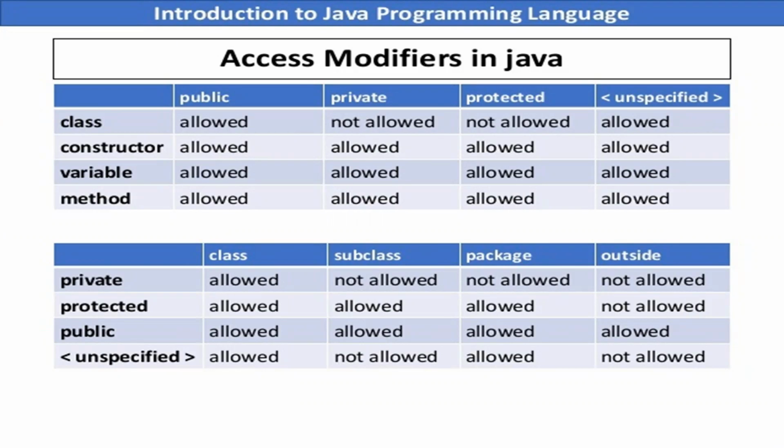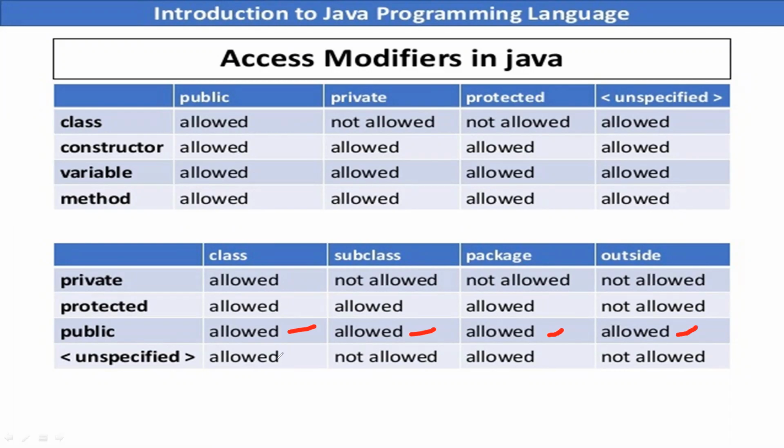So in Java, there are three keywords which are used for access modifiers: public, private, and protected. So if anything is defined by using the public keyword, it can be accessed in the same class, in the subclass, right? And in the same package and outside of the package also, right? So I will explain by using an example, don't worry.